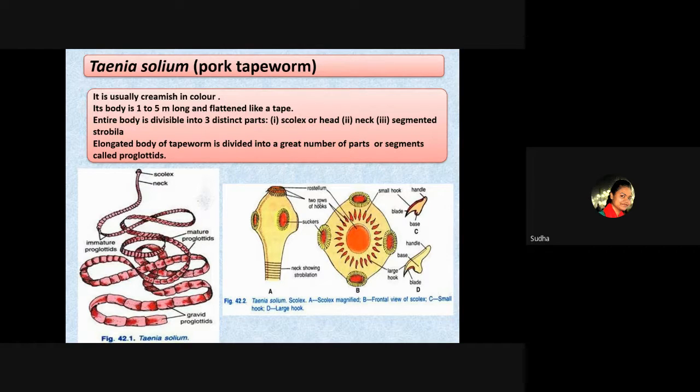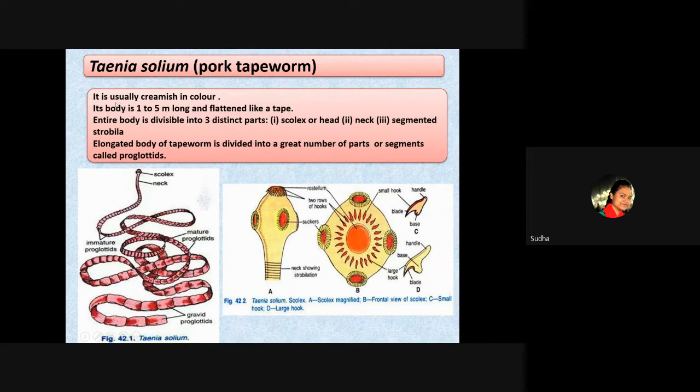Like I said, there is another one, Taenia saginata. It infects the cow or the cattle or the beef, that's why we call it beef tapeworm. And over here, as we see, it affects pig, so we call it pork tapeworm. So let us see what the characteristics are.